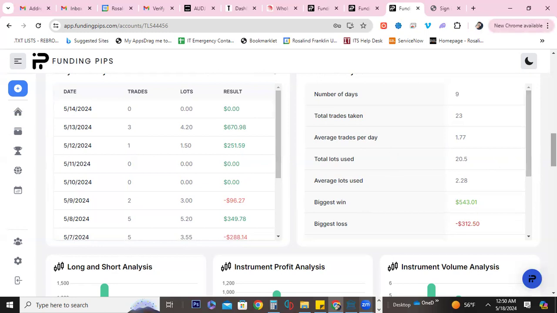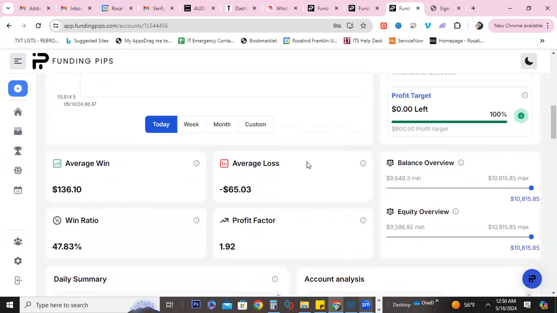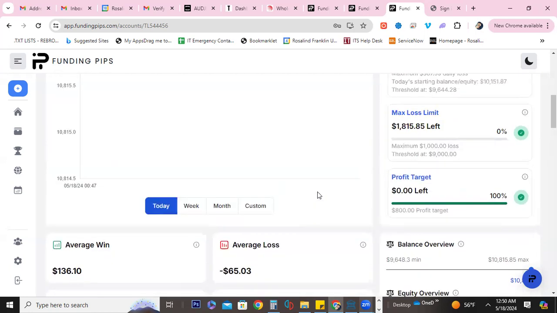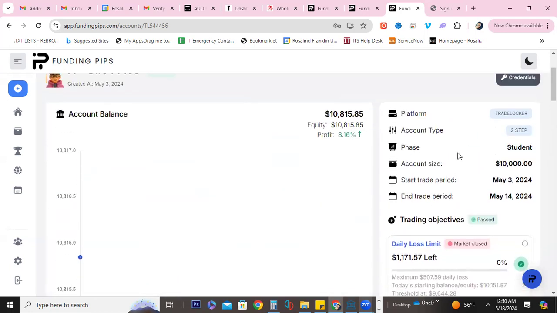That's the first phase of the challenge. That took me 9 days. Win rate, average loss was 65. Win rate was pretty low, 47, and that's because I hadn't made the change to the indicator that I'm going to show you. But overall, I passed this challenge in 9 days.